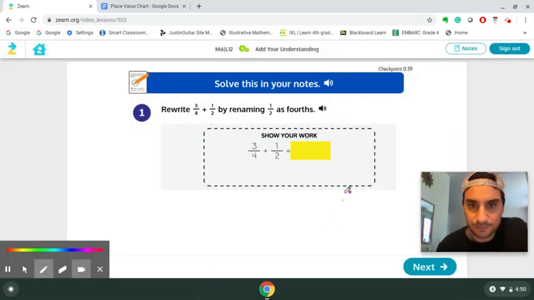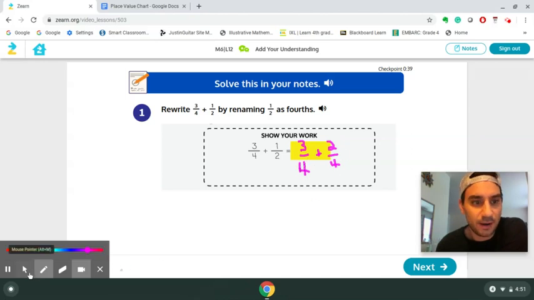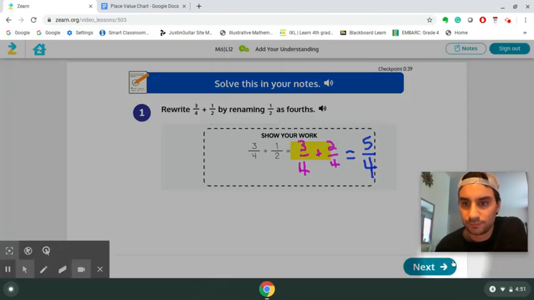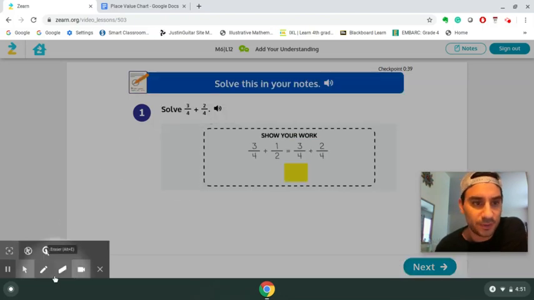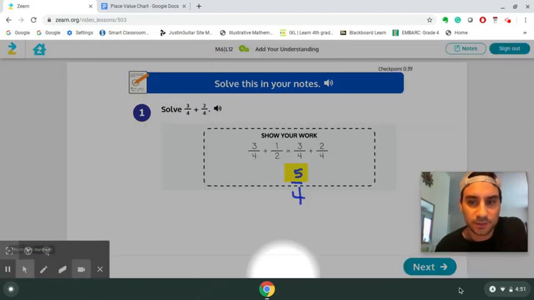Okay, so we just did this. All right, we have 3/4, and then we changed our 1/2 into 2/4. And now we're able to add our numerators together. That gives us 5/4. I want you all to be writing these notes down as we go along. Looks good. All right, we just solved it. We know our answer is 5/4. Nice work, my friends.